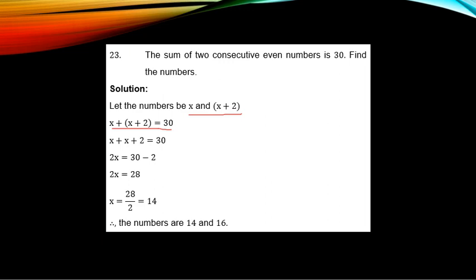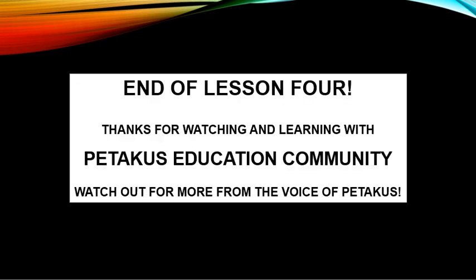You add like terms and collect like terms. So s plus s is 2s, you take plus 2 to meet 30, it becomes minus 2. So 2s equal to 28. To get s, divide both sides by 2. So s equal to 28 over 2, and that is 14. So if the first even number is 14, the other one becomes 14 plus 2, that is 16. Okay? End of lesson 4.